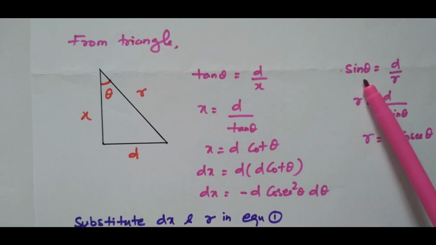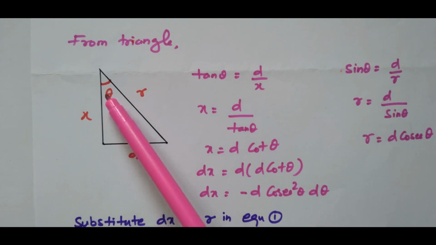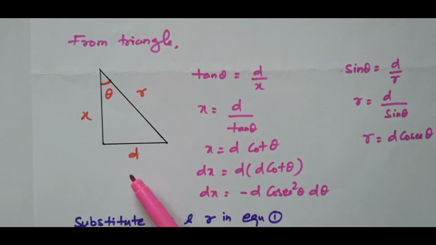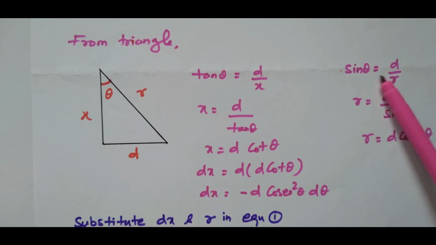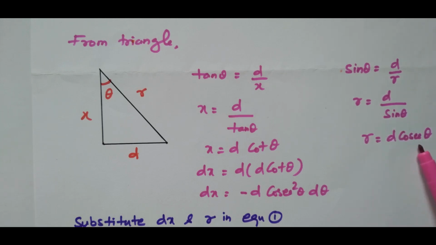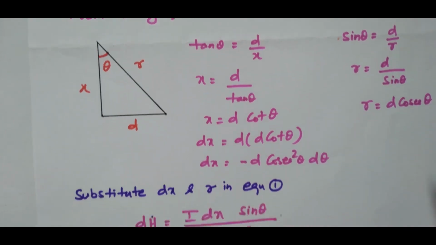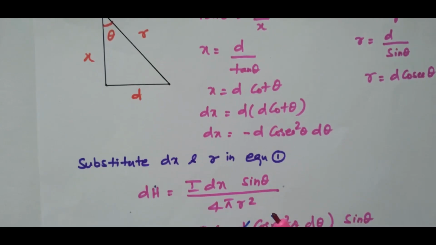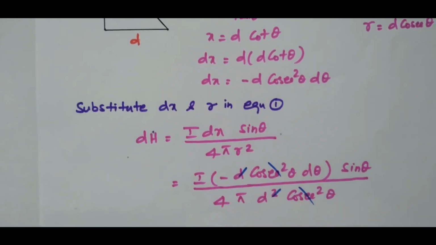Now find the expression for sin theta. Sin theta equal to opposite side by hypotenuse, d divided by r. Again cross multiply these two, right? So r equal to d by sin theta. So r equal to d into cosecant theta. Now we got the expression for dx and r. We are going to substitute this dx and r in equation number 1.